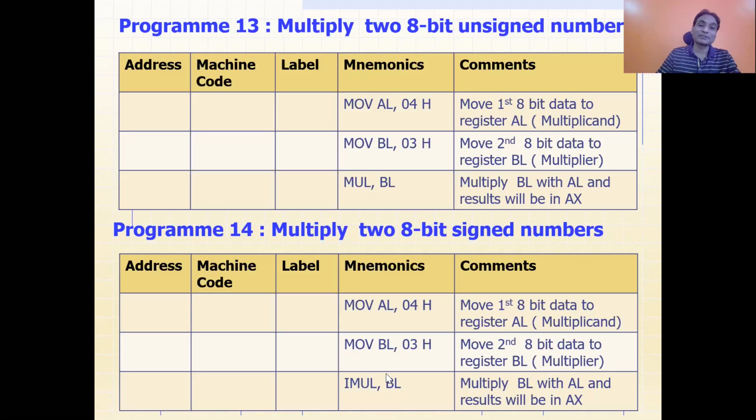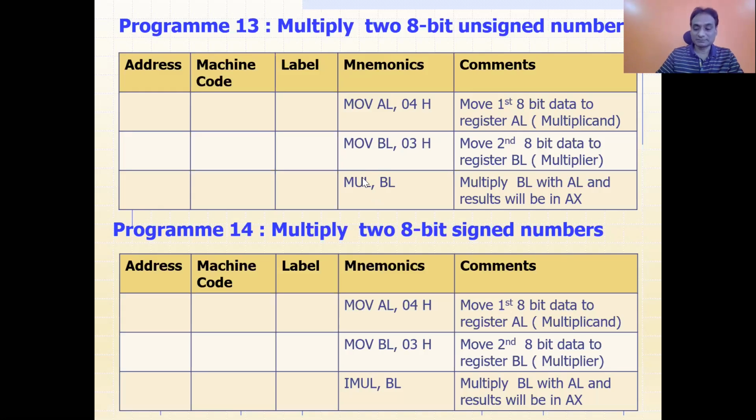We have already discussed the difference between signed numbers and unsigned numbers, and how a multiplication arithmetic instruction can be processed, right? So the difference between signed and unsigned multiplication would be that in case of multiplication of unsigned numbers, you will be using the MUL BL instruction. It need not be BL; it could be MUL CL, DL, anything. That you need to remember every time. But the multiplicand would always be in register AL.